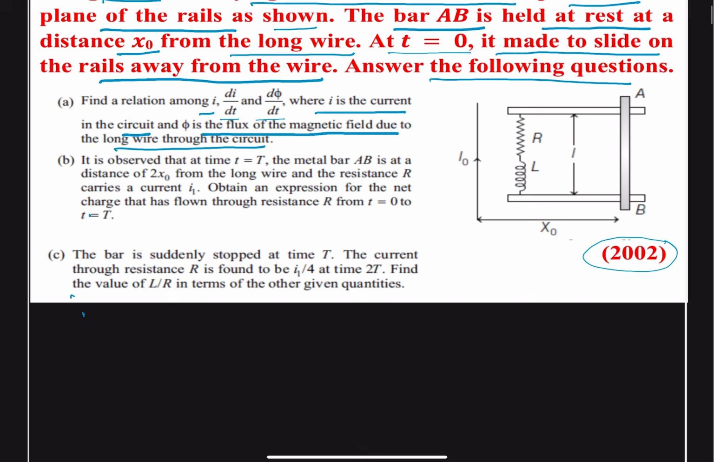In part B, it is said that it is observed at time t equal to capital T, the metal bar AB is at a distance 2x0 from the long wire. The resistance R carries a current I1. Obtain the expression for the net charge that has flown through the resistance R from time t equal to 0 to time t equal to capital T.